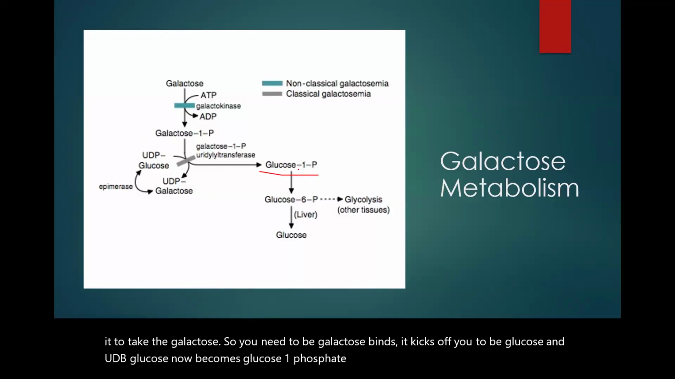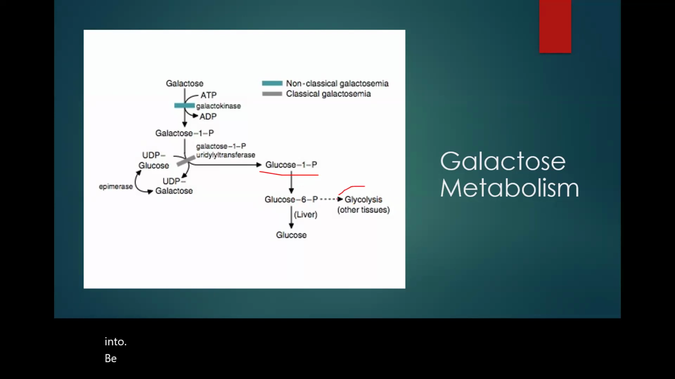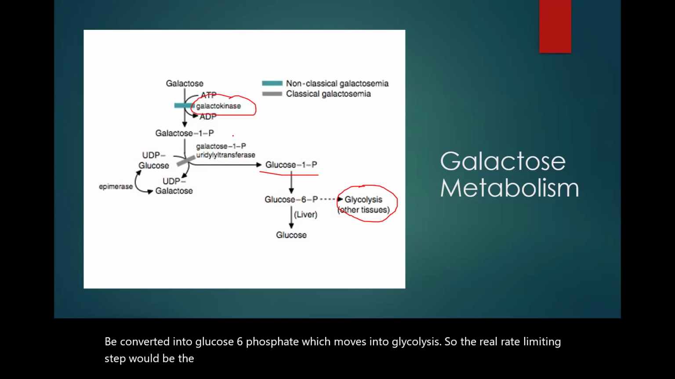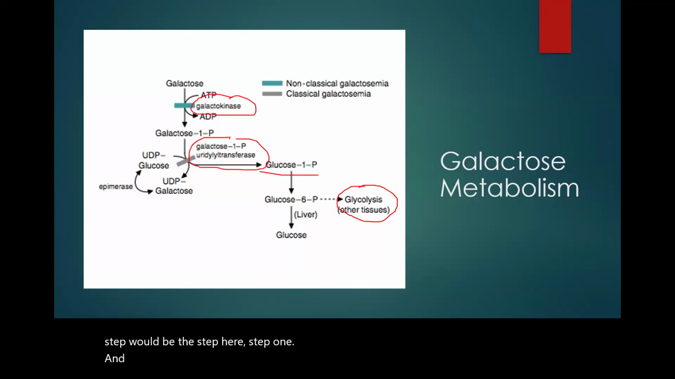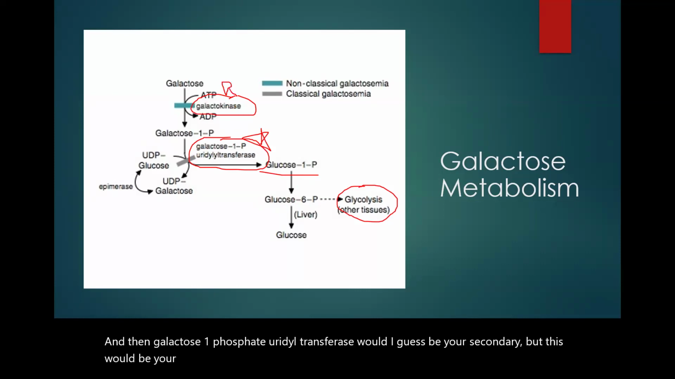And then glucose 1-phosphate can be converted into glucose 6-phosphate, which moves into glycolysis. So the real rate limiting step would be this step here, step 1, and then galactose 1-phosphate uridyl transferase would, I guess, be your secondary, but this would be your rate limiter here.